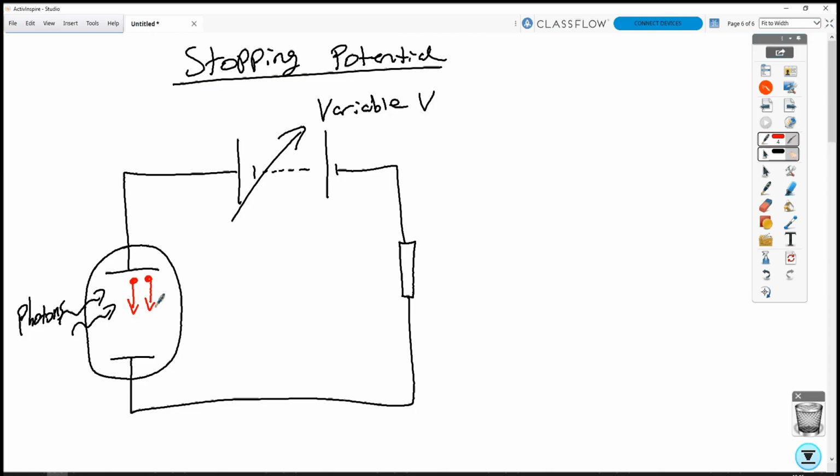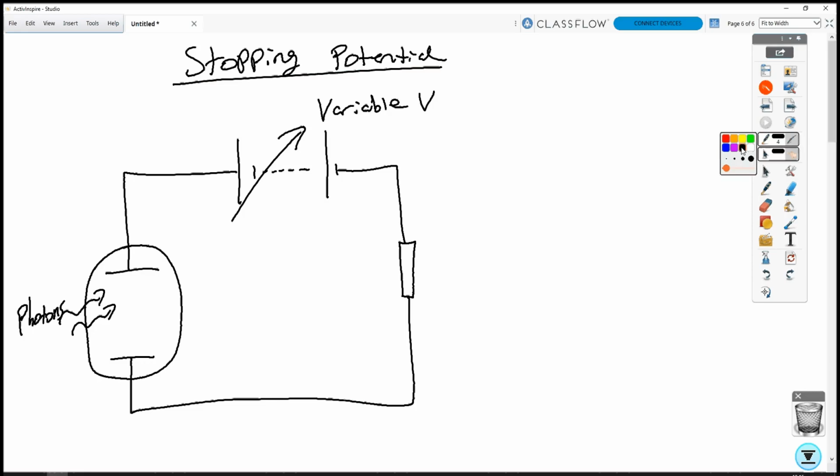So if we're shining light and we have this potential difference, if the potential difference is big enough, it will stop the photoelectrons from being liberated in the first place. Because then the energy of the photons has to do work against that potential first, before it can liberate those photoelectrons. So we can actually use this to stop the liberation of photoelectrons. So I'm going to get rid of these electrons for now.